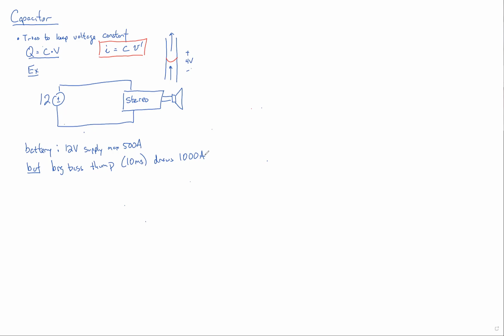So what happens is that the 12-volt source, the battery, can't supply it. The voltage drops, and the cadet is unhappy. So we're going to fix this with the use of a capacitor.